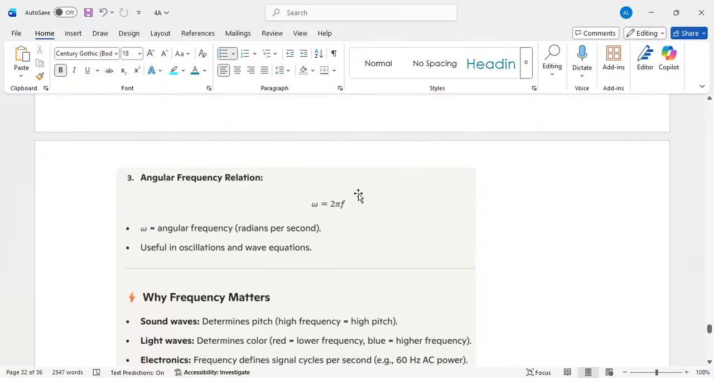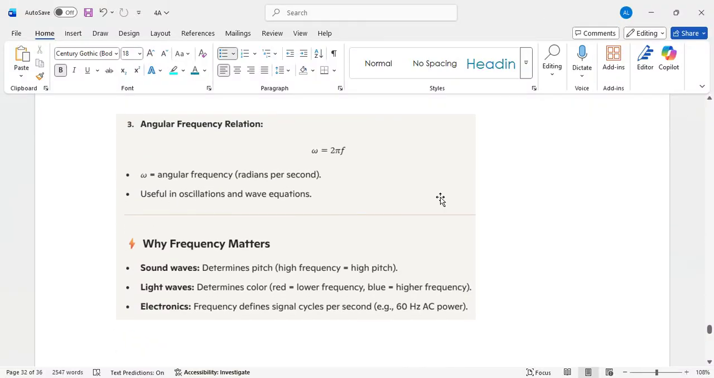What is the angular frequency relation? So ω, angular frequency, equals 2πf, okay? It's useful in oscillations and wave equations. If you want to calculate angular frequency, you can use this particular equation. This angular frequency relation is high yield.